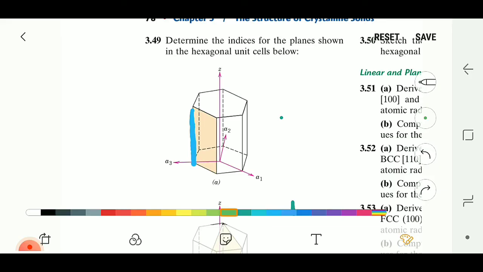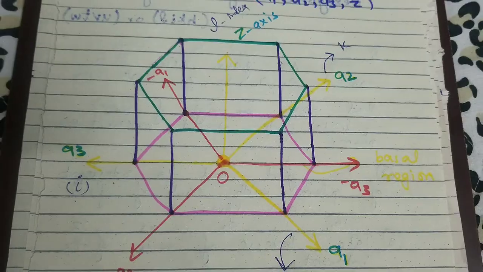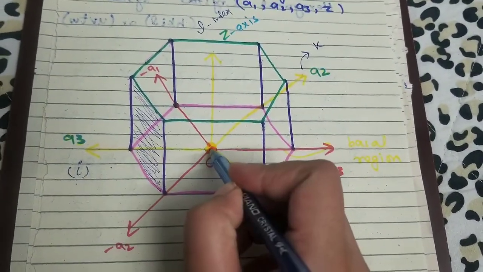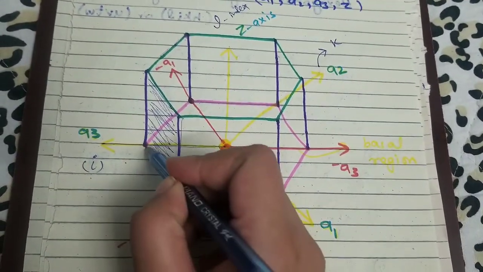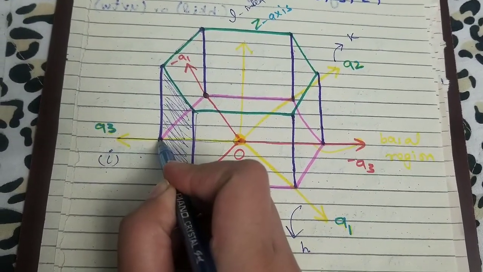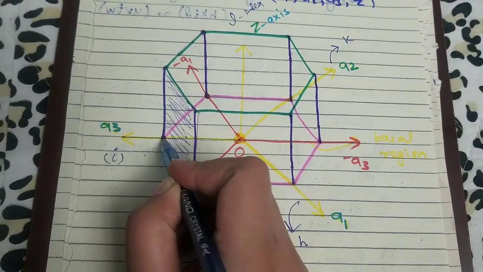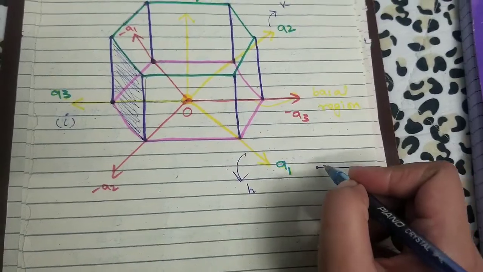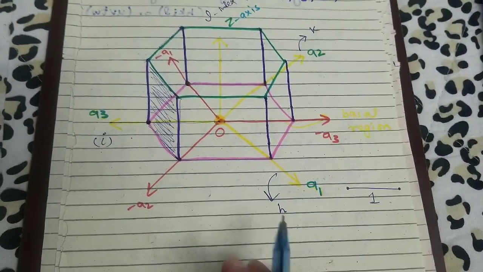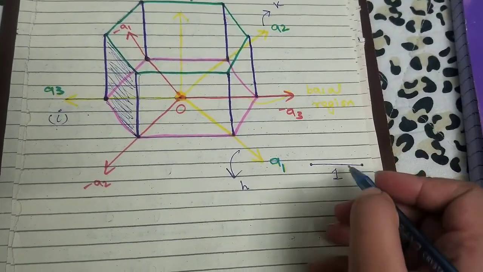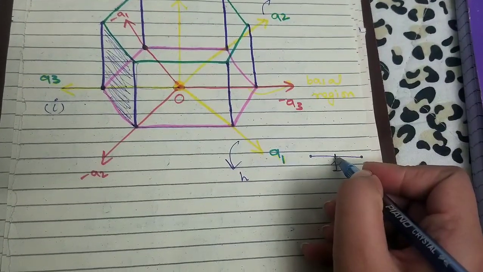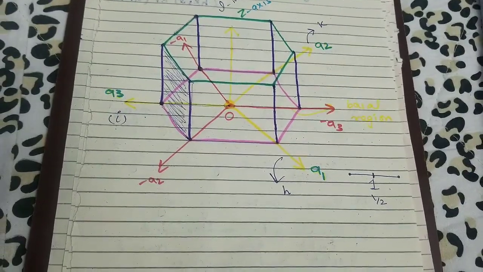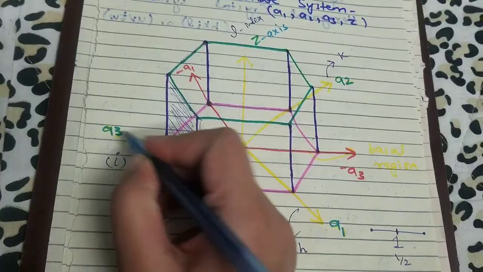Now let us see this image also on the paper. I hope you got it. If I shade the plane which we discussed right now, this is the plane. Clearly it is intersecting the A3 axis. It is touching the A3 axis at this point, which is the corner of the unit cell. We take the whole length from the origin to the corner of the unit cell along the axis direction, and the length will be taken as 1. If it is touching at half the distance from the corner of the unit cell, then it will be taken as half, and so on, depending upon the fractional distance. Hence the intercept corresponding to the A3 axis will be 1.